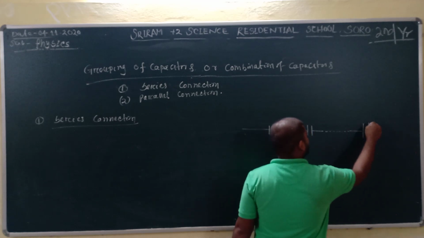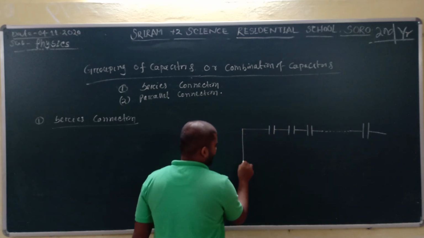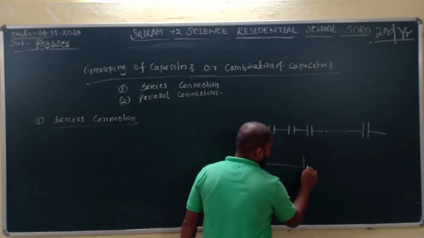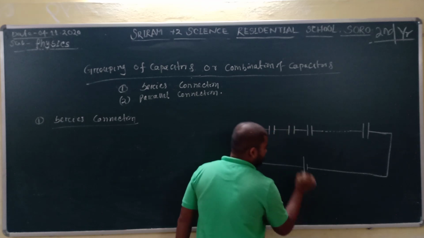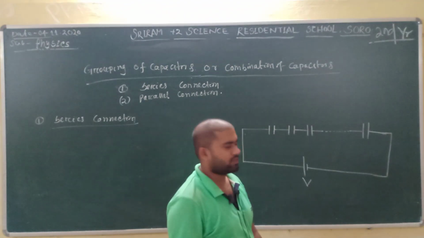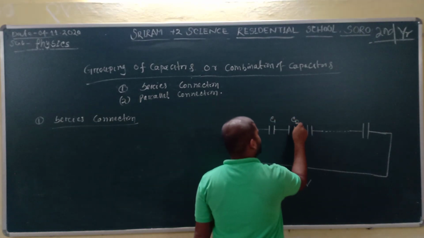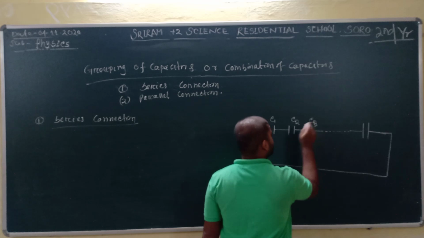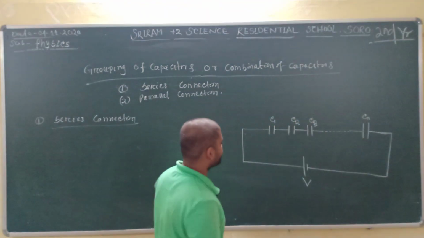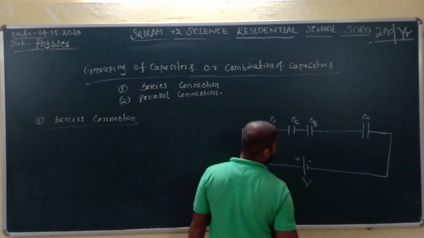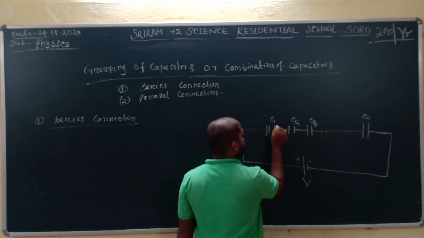Okay, so these are the capacitors, arranged over one wire and connected over a battery with potential difference V. Suppose this is the capacitor of capacitance C1, that is capacitor C2, that is capacitance C3, and that is capacitor Cn. This plate becomes positive and this one becomes negative.